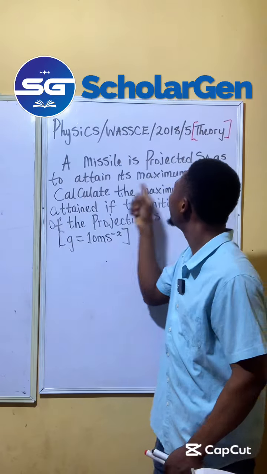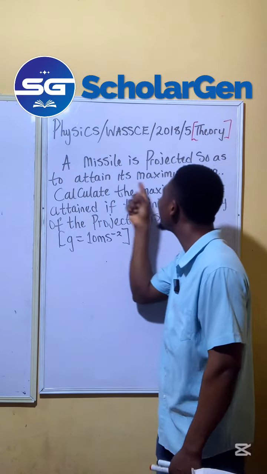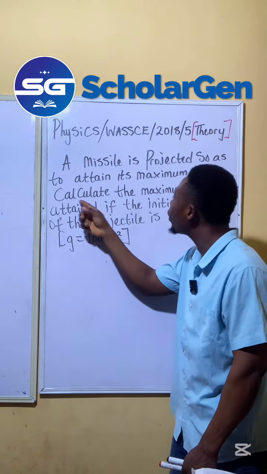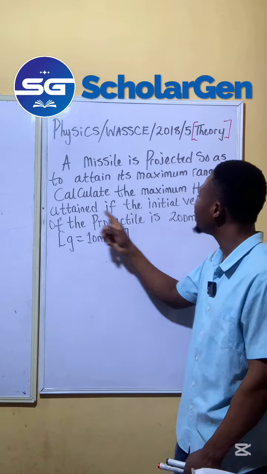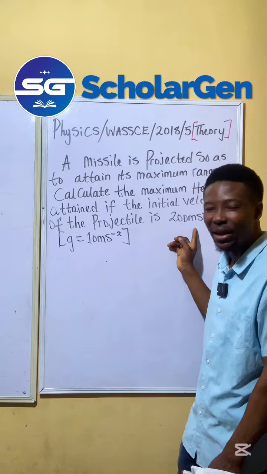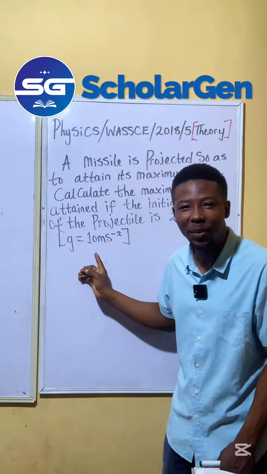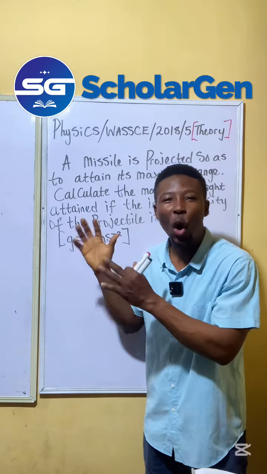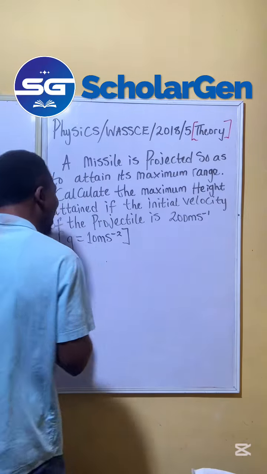A missile is projected so as to attain its maximum range. Calculate the maximum height attained if the initial velocity of the projectile is 200 meters per second, given that g is equal to 10 meters per second squared. Now, this is a question on projectile. Let's analyze it together.